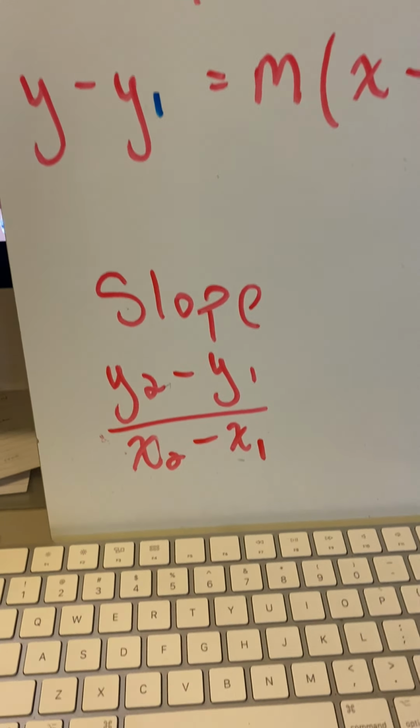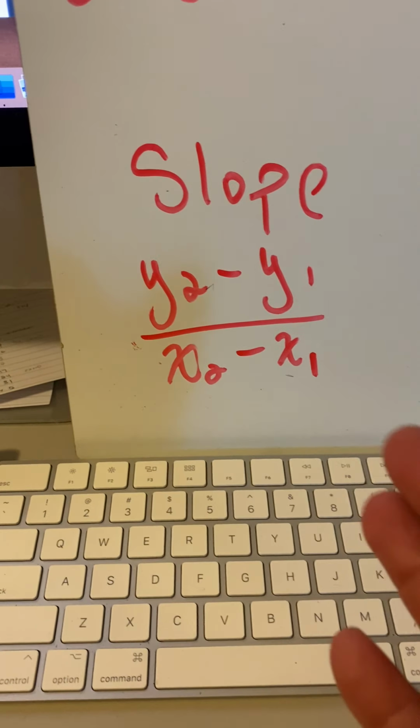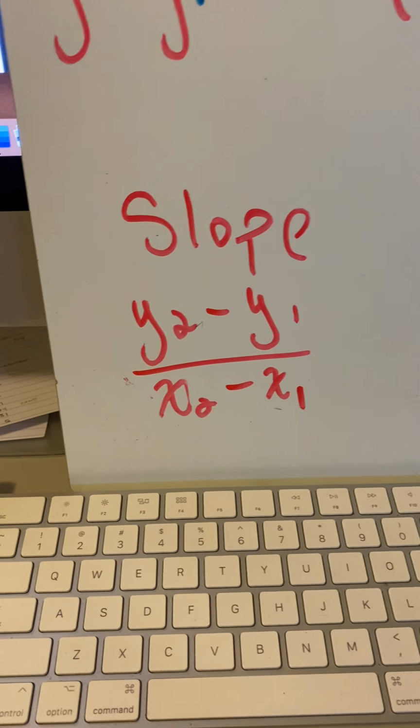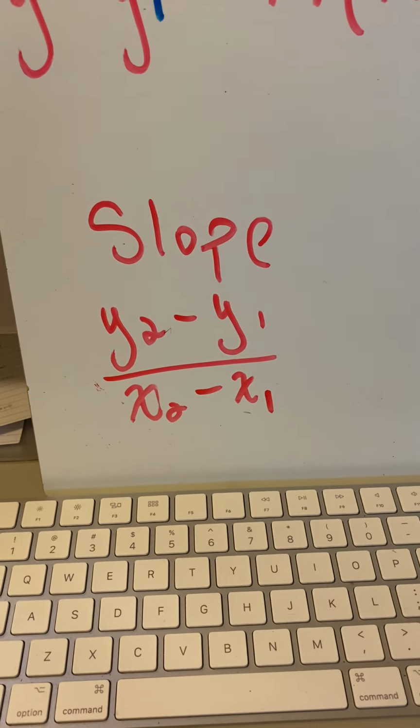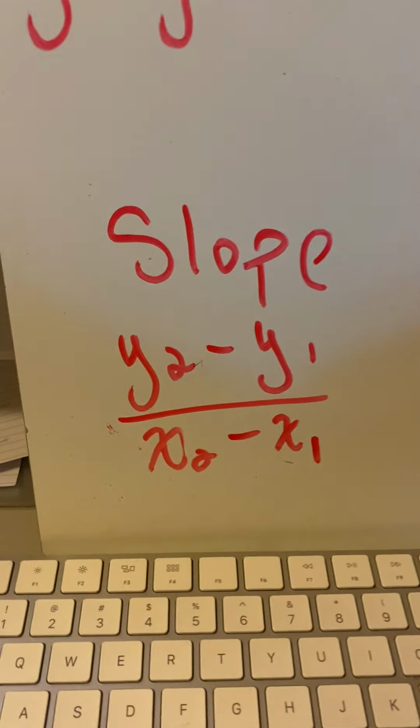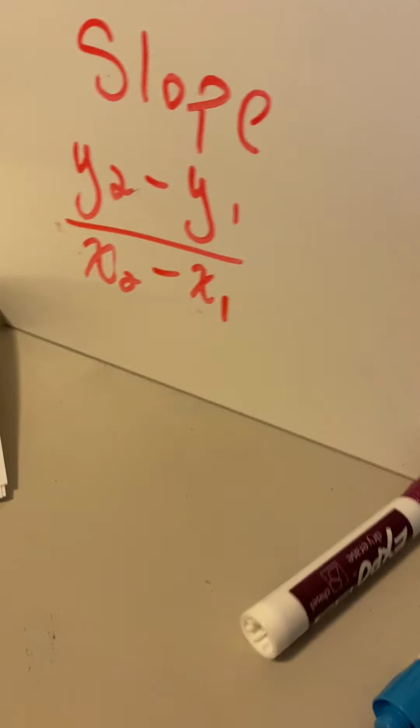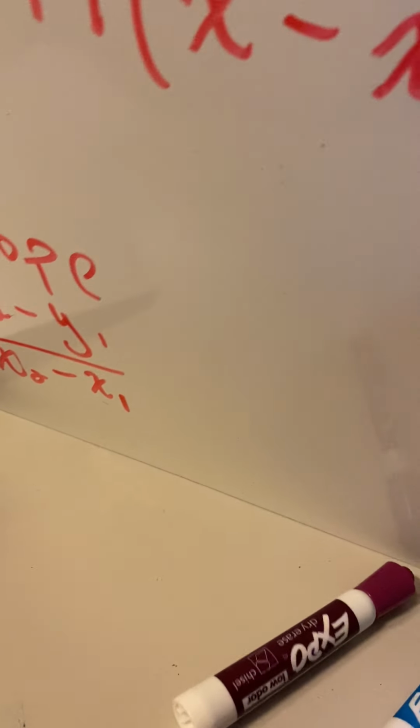Slope we already did. In that test that the high school writes up, they give you the formula for slope. You should have that one memorized. M is equal to y2 minus y1 over x2 minus x1. Change in y over change in x. Those formulas we hold on to.